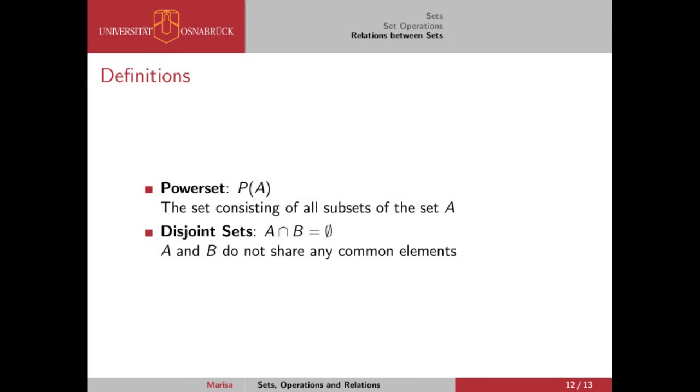The last two concepts I want to talk about in this video are power set and disjoint sets. The power set, denoted as P of A, is the set consisting of all subsets of A. Here it comes in handy that we just learned what a subset is. Disjoint sets are sets that don't have any common elements. This means that their intersection results in the empty set.